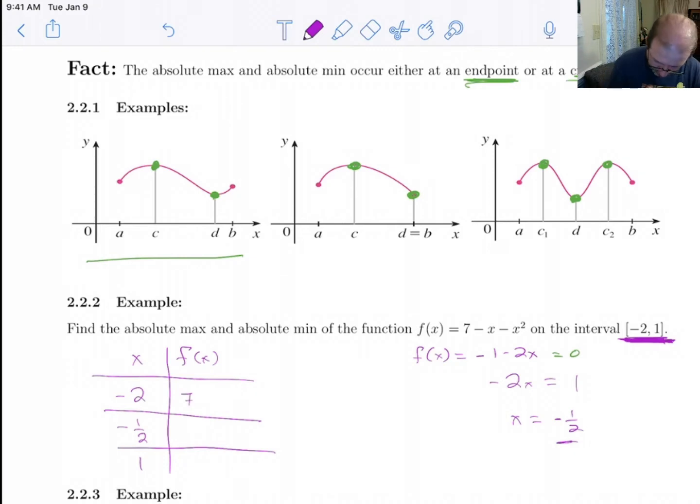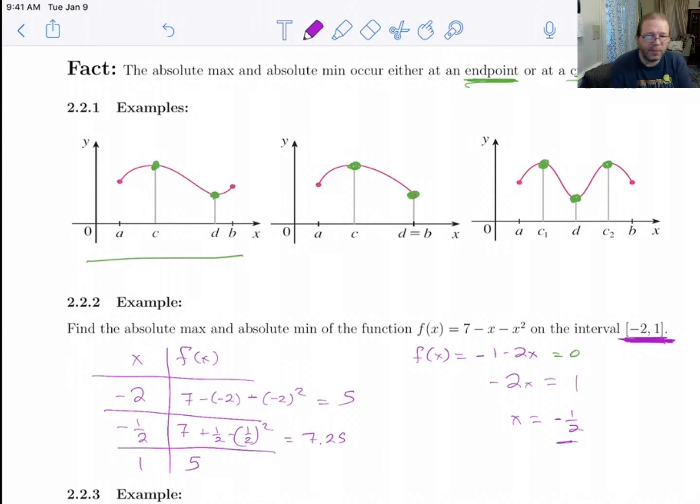I should write this out. 7 minus -2 minus -2 squared. That's 7 plus 2 minus 4. It's 5. All right, now the -1/2. 7 minus -1/2, so 7 plus 1/2, and then minus -1/2 squared, so minus 1/4. That gives me 29/4, or 7.25. And then if you plug in 1, you get 7 minus 1 minus 1, which is 5.